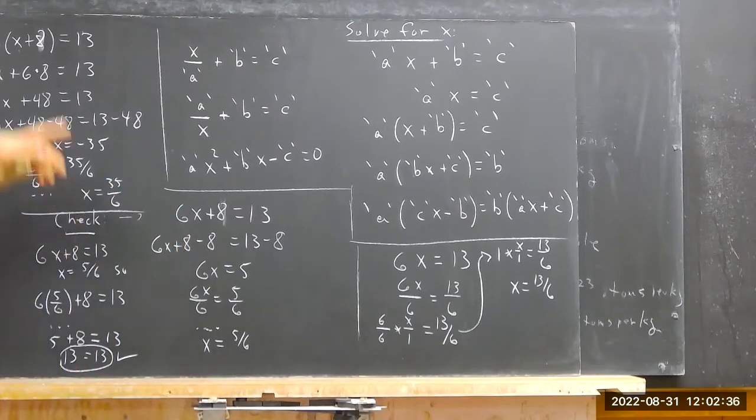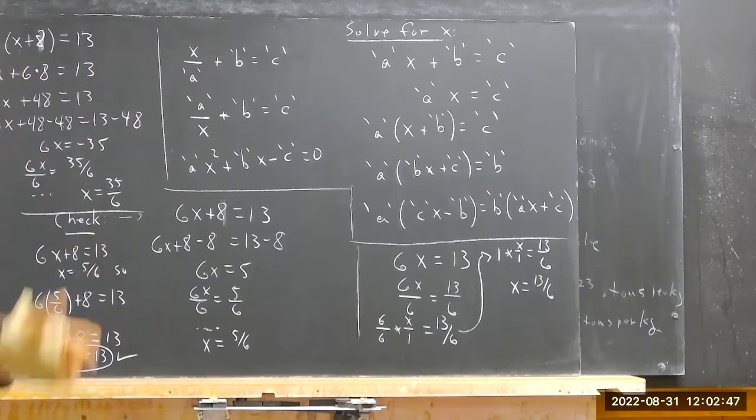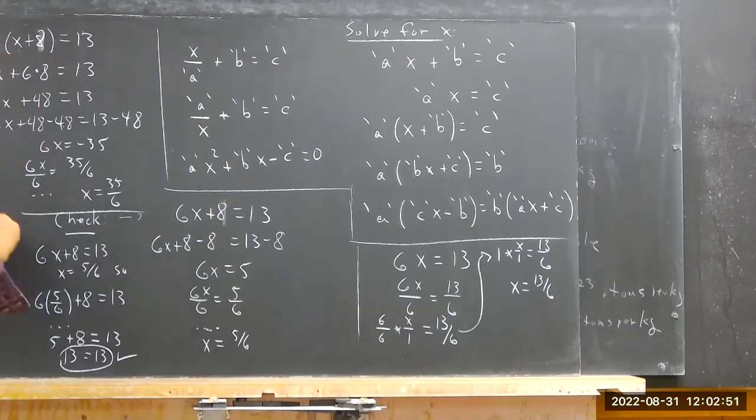And to check that, we put negative 35 over 6 in here and see if it works out. And if I did it right, and it might not. I did that kind of fast, I might have made a mistake. I always want to check it. Okay. The next example gets a little more detailed.